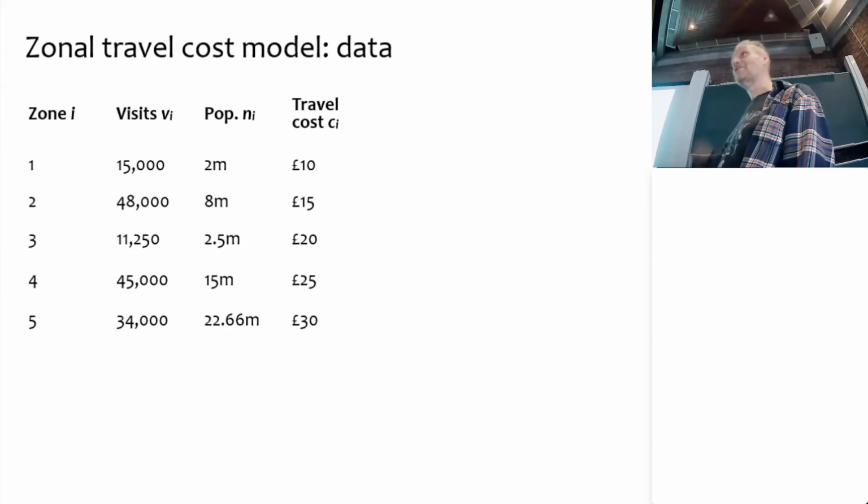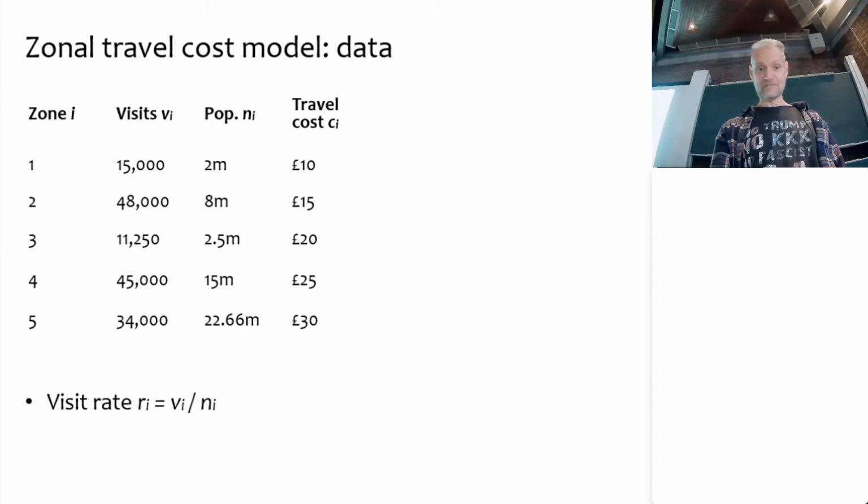And then you also have a travel cost, and that just goes up by £5 per zone. So £10 for the first, 15 for the second zone, and so on and so forth. So that is the data that you need, right, to make this work.